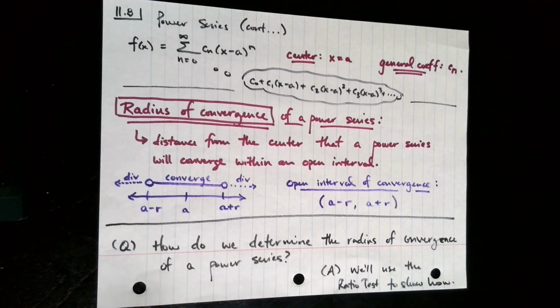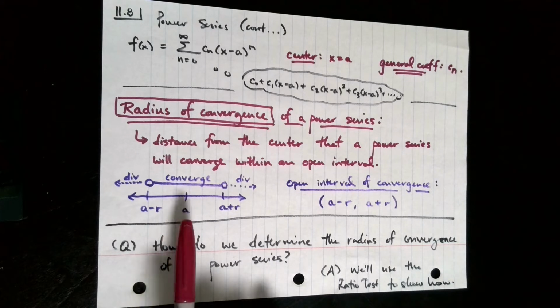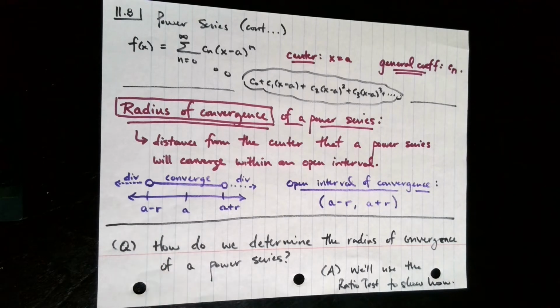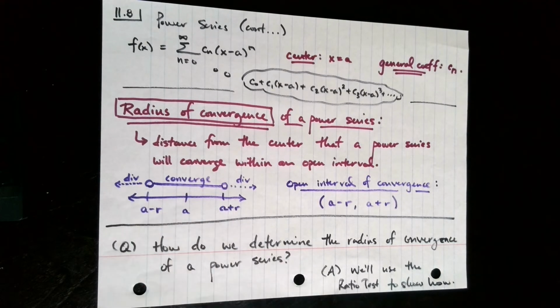So in fact, the power series will always converge on an interval that will be symmetric about the center of the power series, a. So it'll go some number of units to the right and some number of units to the left, this open interval of convergence.